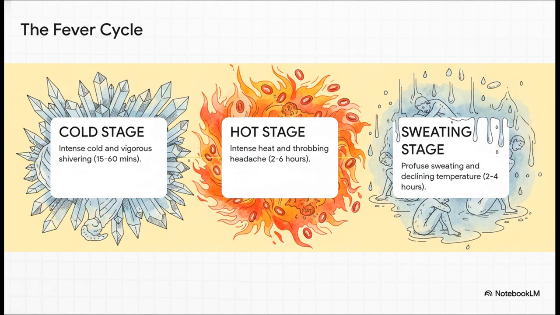And that response unfolds in three really distinct stages. First, you get the cold stage, intense, uncontrollable shivering as your body temperature starts to skyrocket. That's followed by the hot stage, a period of just burning, intense fever and headache. And finally, the sweating stage, where the fever breaks in a torrent of sweat, leaving the person completely exhausted. This whole horrible cycle is timed perfectly to those waves of parasites bursting from the red blood cells.